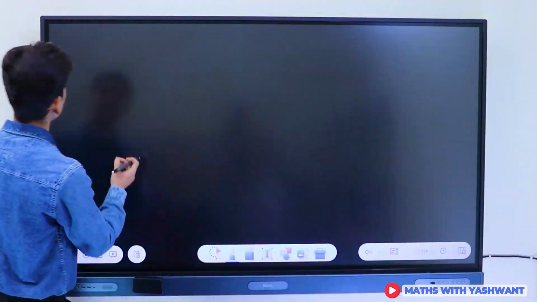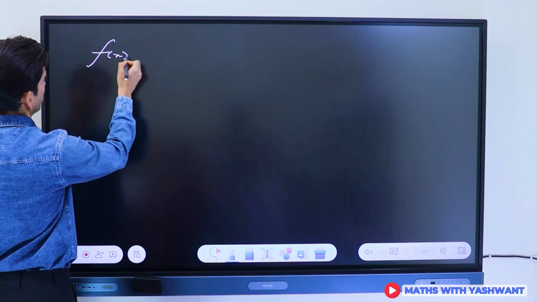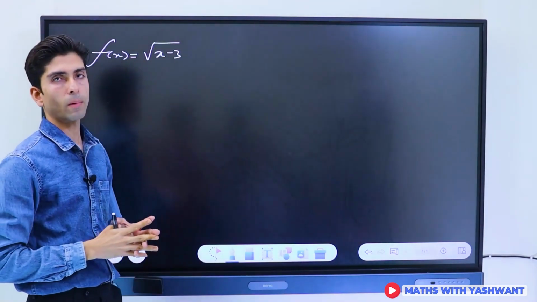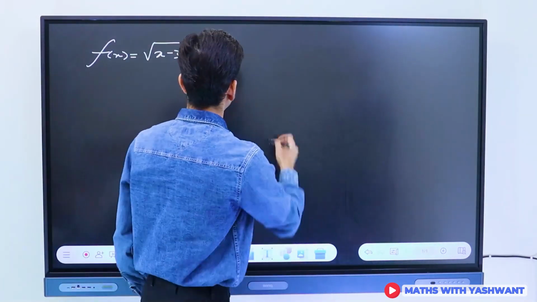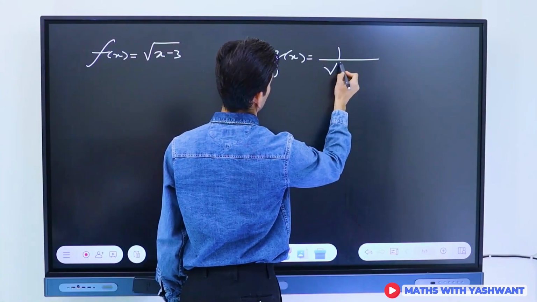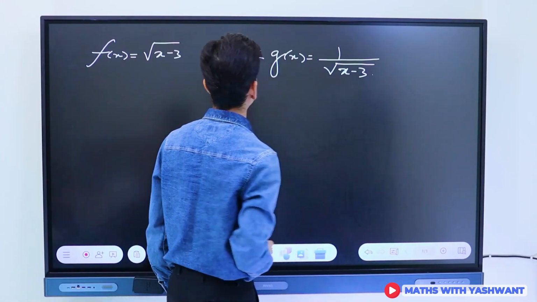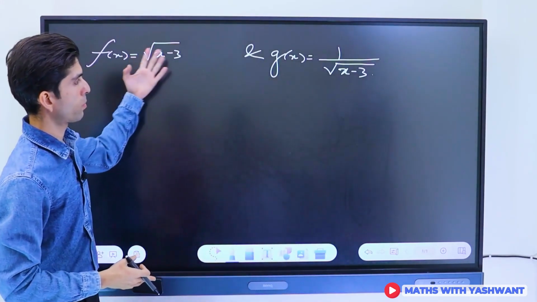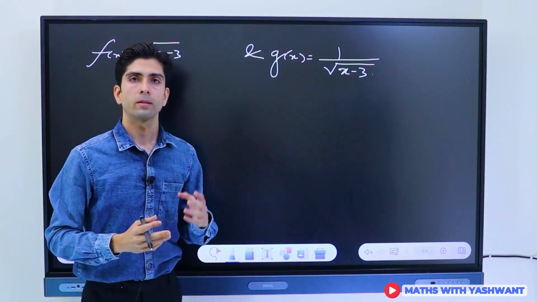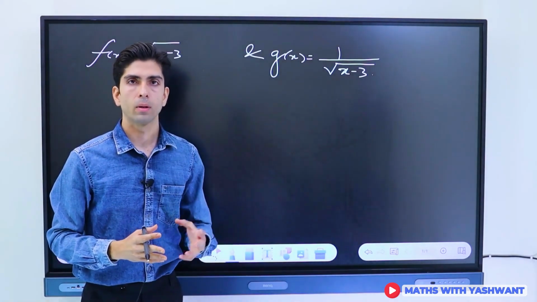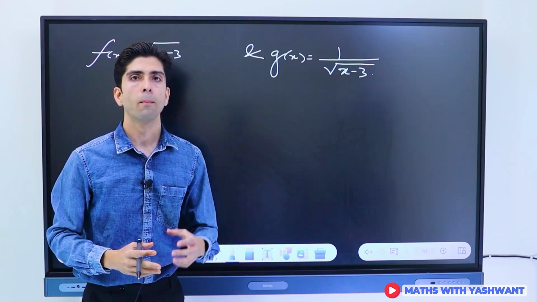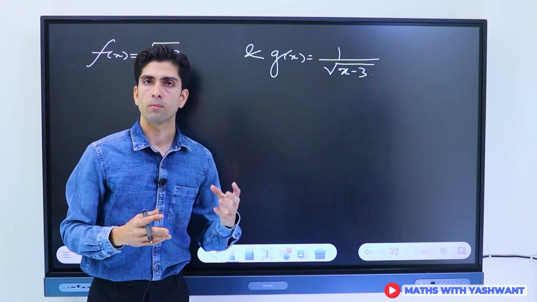Here we go. A simple expression, f(x) is equal to the square root of x minus 3. And at the same time, let us take one more expression, g(x) is equal to 1 upon the square root of x minus 3. Now, we want to find the domain for both these expressions. As we all know, domain is the set of all the values of the variable in the functional expression for which the functional expression generates a meaningful output.